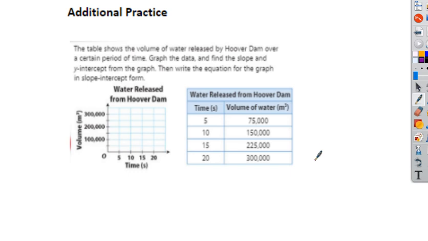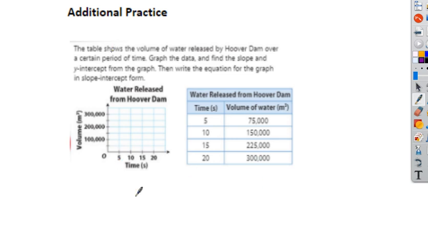All right, the table shows the volume of water released by Hoover Dam over a certain period of time. Graph the data, find the slope and the y-intercept from the graph, then write the equation for the graph in slope-intercept form. So why don't you pause here and maybe graph it? And then once you're done graphing, go ahead and unpause and see if your graph matches mine.